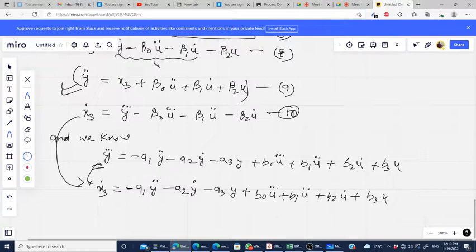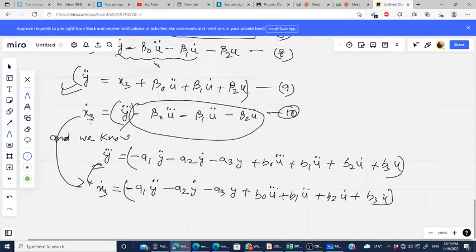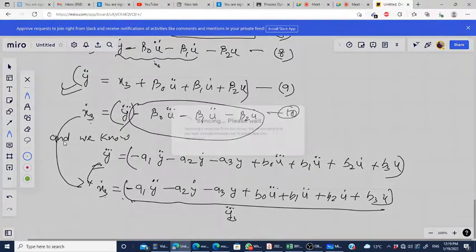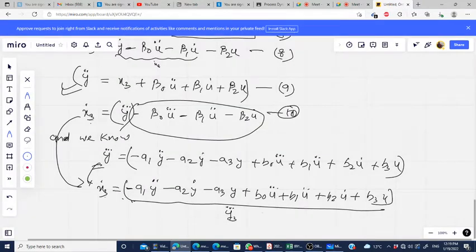Is it clear up to this point? This equation that you are seeing, this is the equation for y3 dot, yes or no? y3 dot is nothing but this one. So what is the x3 dot? x3 dot becomes this side plus also. This is simply y3 dot, y3 dot minus of what? Minus of this term remaining, that is minus of beta naught u triple dot minus of beta 1 u double dot minus of beta 2 u. Okay, is it clear? Yes sir.